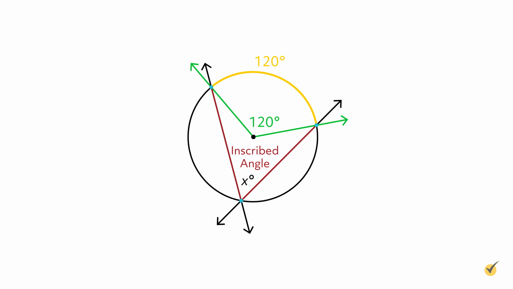Notice how the central angle is quite a bit wider than our inscribed angle. That's because it is. In fact, it's exactly twice as wide. That means we can find our inscribed angle by dividing our central angle by 2. Which means our inscribed angle is 120 divided by 2, or 60 degrees.